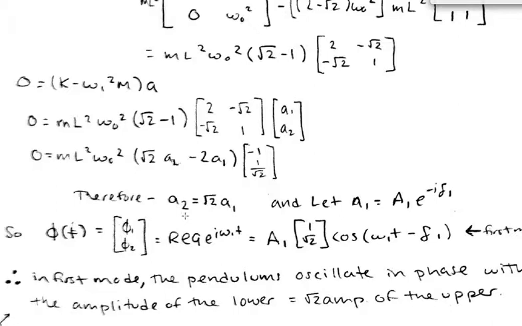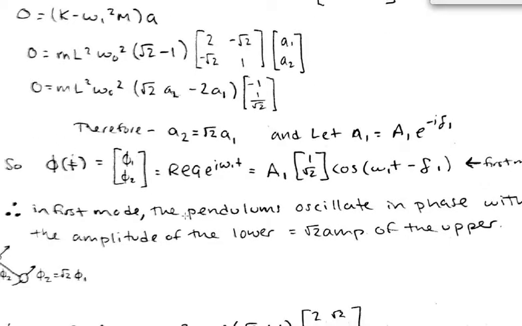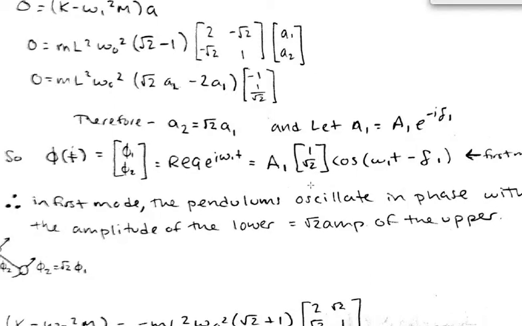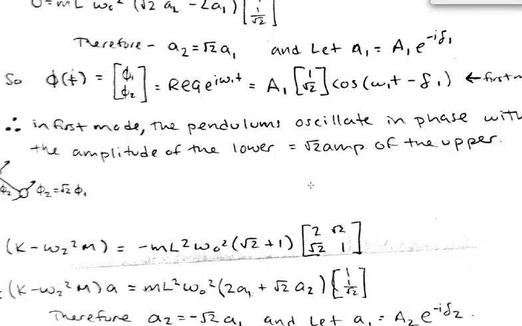So if you let a1 be big A times e to the minus delta 1, you get phi of t is reduced to A times the matrix 1, radical 2, cosine of omega 1 t minus delta 1. So you can see in the first mode the pendulums oscillate in phase with the amplitude of the lower being radical 2 times the amplitude of the upper.